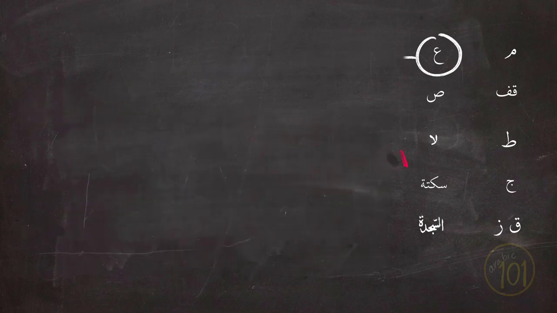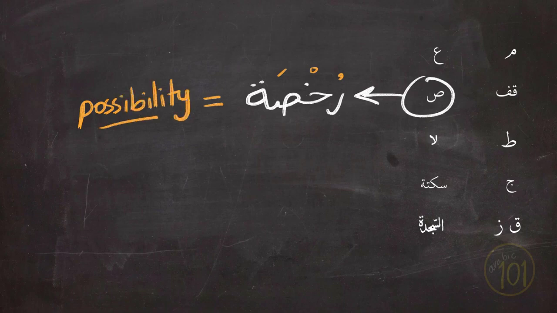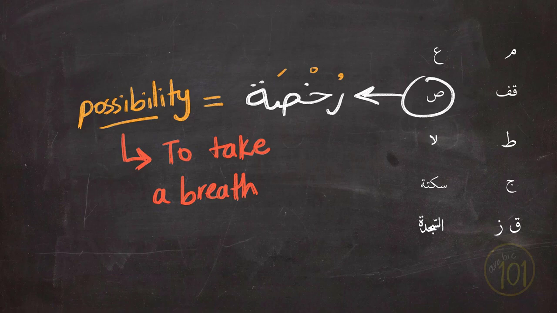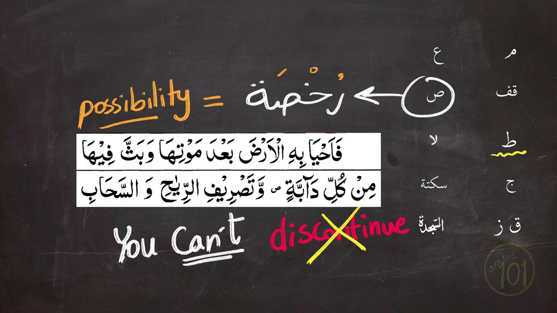Next is the sign of Sad. And Sad stands for the word rukhsa, which refers to the possibility to stop here to take a breath without repeating anything from before where you stopped, as long as you will not discontinue reading completely. So, in a sense, it is very similar to the ta sign, but the only difference is that here, with Sad, you can discontinue or stop reading altogether.